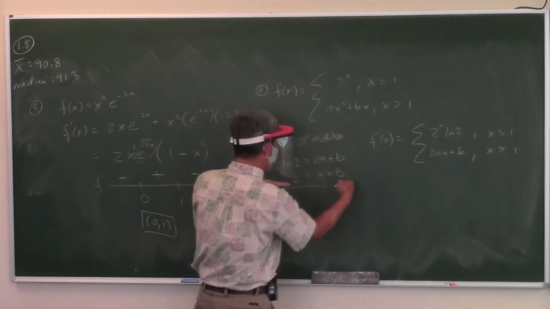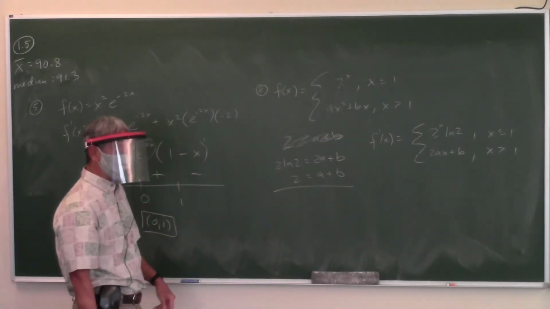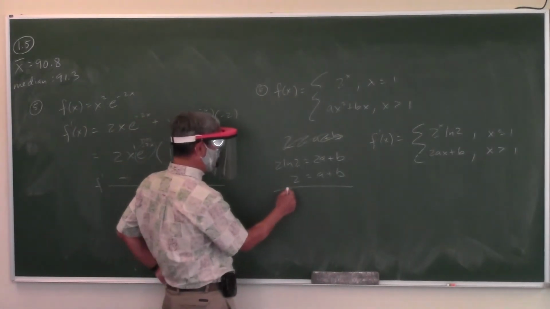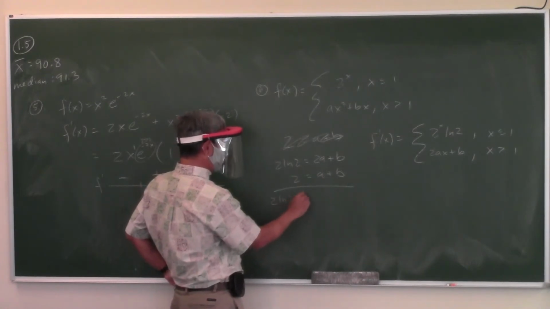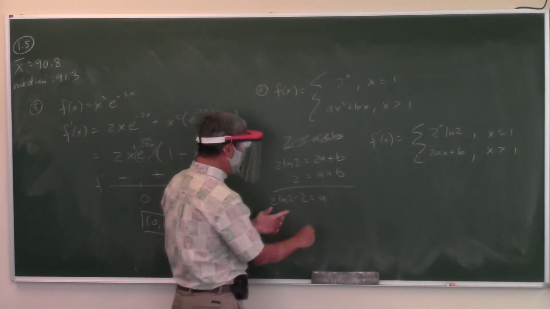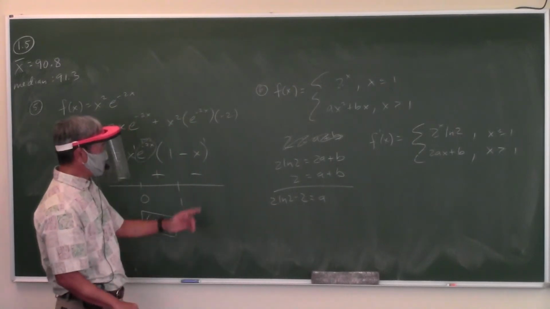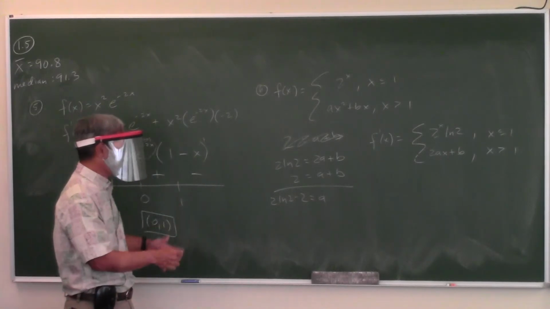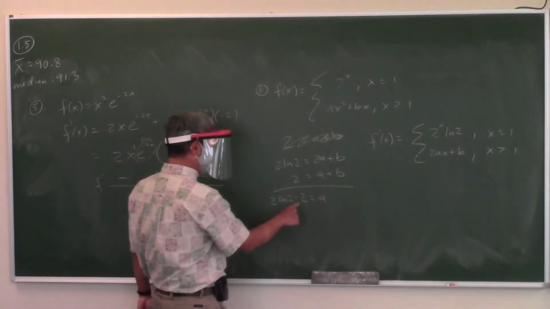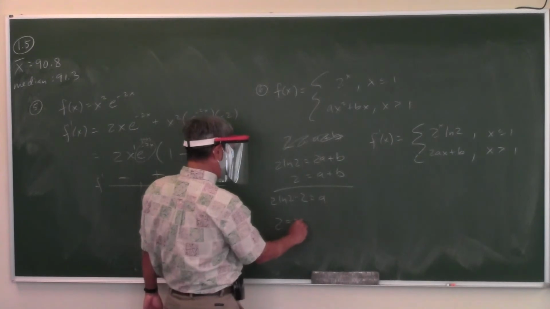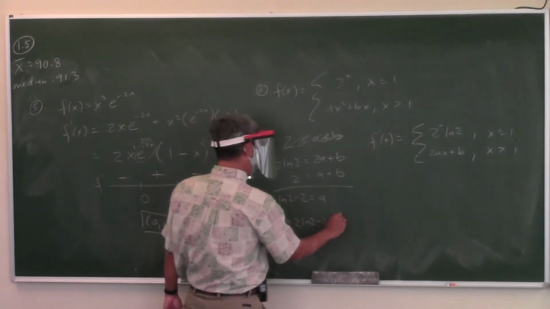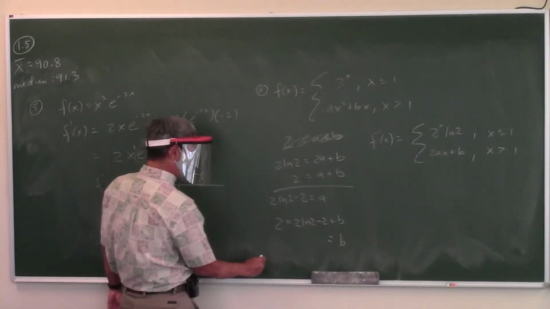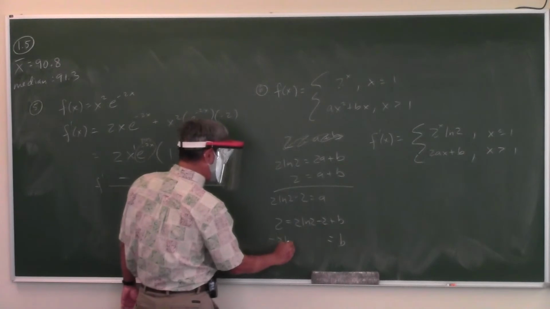Just put them down there. So if I want to get rid of the b, you just subtract. 2 ln 2 minus 2 equals a. 1 point. And then once you get that, how do you figure out b? Substitute it in, or do you want to do addition, subtraction? I don't care what you do. Substitute. So if I plug this in for a there, you get 2 equals 2 ln 2 minus 2 plus b. So therefore b equals negative 2 ln 2 plus 4.